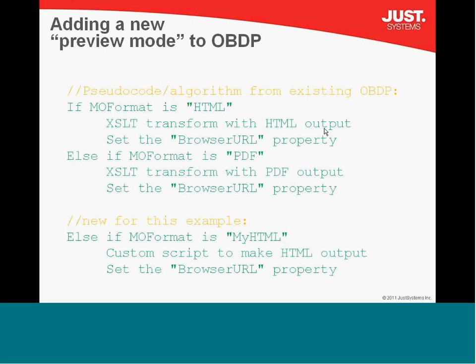Otherwise, we check and see if that format is set to be PDF. Then if it is, we do an XSLT transformation with PDF output and set the browser URL property in that case to the PDF temp file. So we're going to add one more bit of code there, which is going to check to see if that format is my HTML. And if it is, then we're going to do our own custom scripting to produce an HTML temp file and then load that into the browser URL.